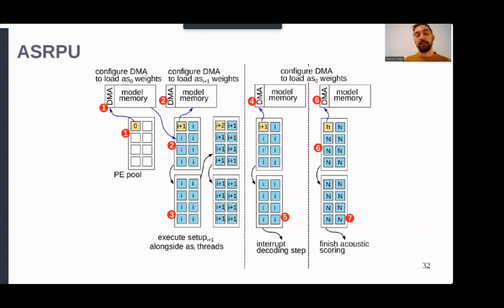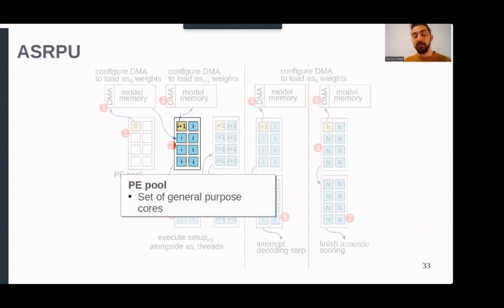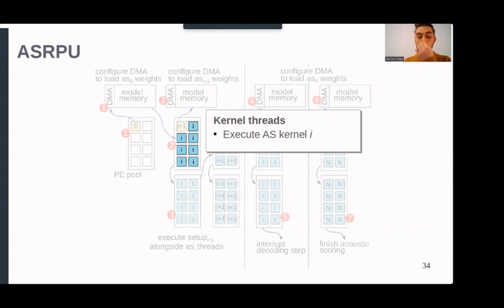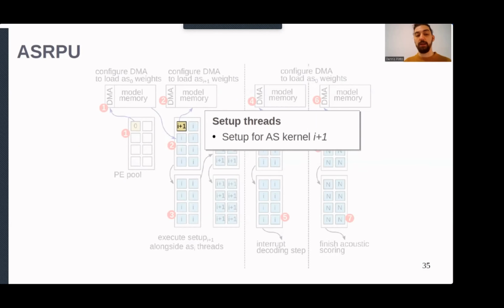So let's now look at how the kernels are executed in the core pool. In the diagram, this rectangle represents the core pool, which in this example contains 8 cores, represented by the squares. The blue squares represent that a kernel thread is being executed in the core, whereas a yellow square represents that a setup thread is executed in the core.